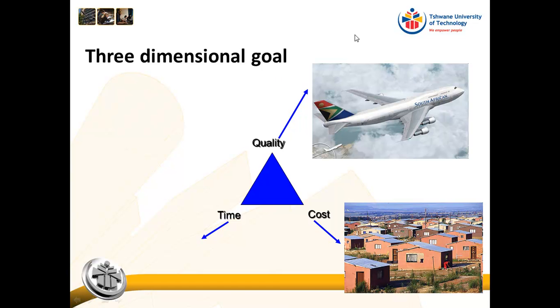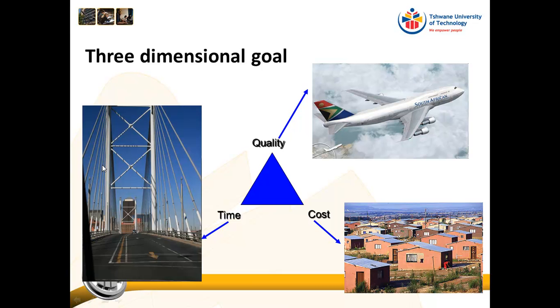Right, then if we look at something like RDP housing, the government wants to supply as many houses to as many people as possible, so they want to do it at the lowest cost. And then the last thing is, if we want to build a bridge, for example, well, this is the example of the Nelson Mandela Bridge, which had to be completed by a certain date. Time then becomes the most important factor.